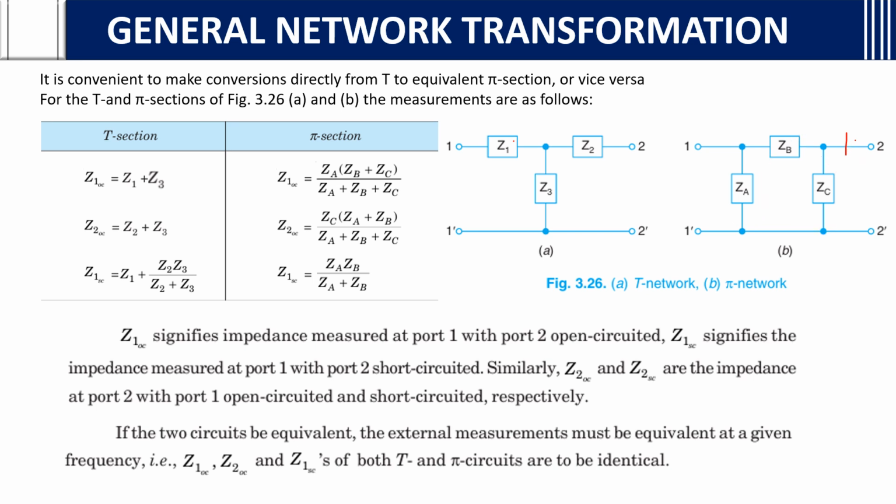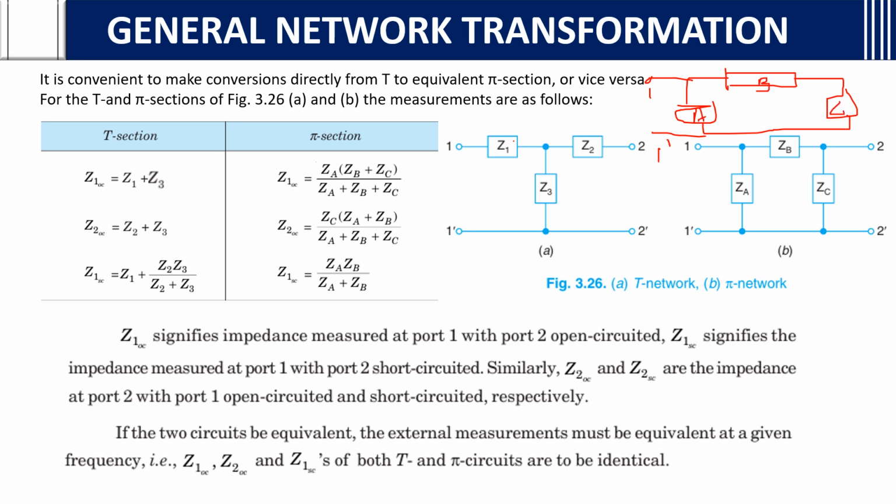Okay, I hope you are getting it. Here Z2 will be made open circuit. As Z2 is in open circuit, the circuit looks like this, with impedance ZB, and the first port will be like this only, 1 dash. This is ZA, ZB and ZC.